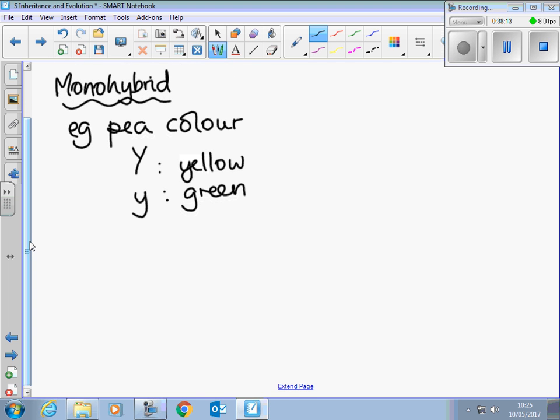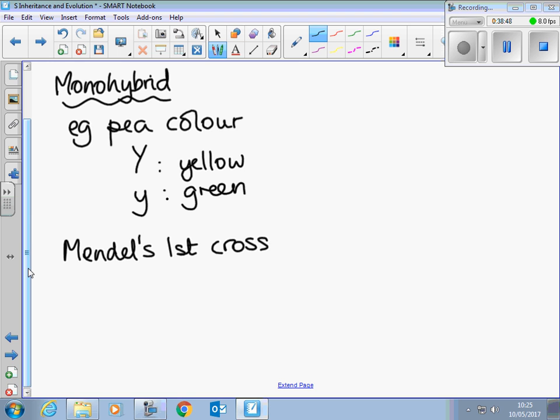Now, what Mendel did, Mendel's first cross, was to take, and he did this with all these different characteristics, pea plants that he described as being pure breeding. Now, to us, that would be homozygous, but he didn't know that at the time. He just used plants that for generation after generation of interbreeding had produced the same characteristics in the offspring. So he crossed a pure breeding yellow with a pure breeding green, which we now know to mean a homozygous yellow with a homozygous green.